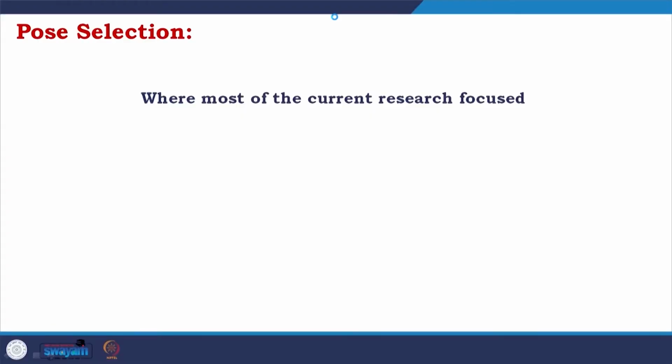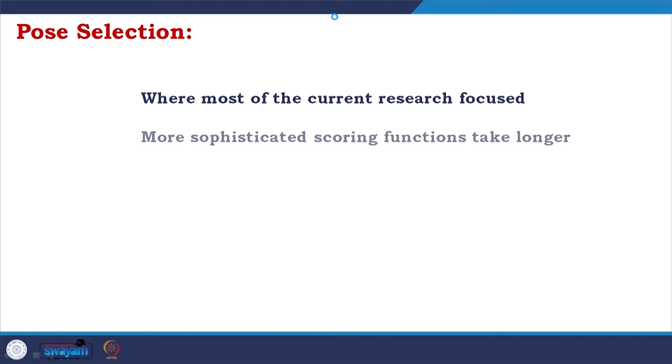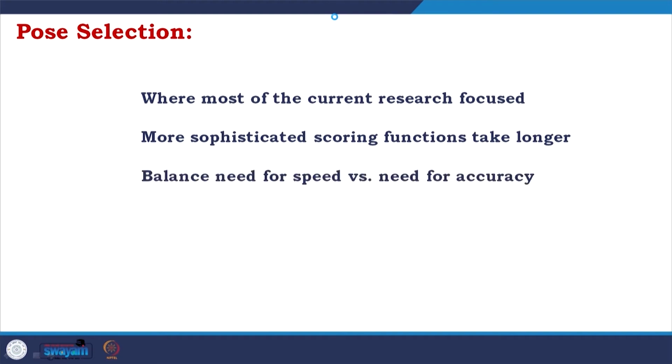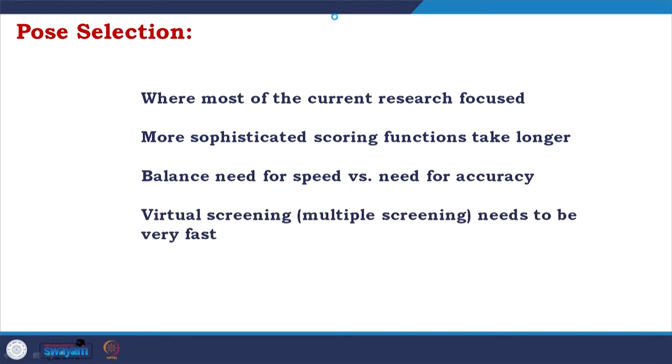So, as I told already, post selection where most of the current research is focused, more sophisticated scoring functions take longer in terms of computation, balance need for speed versus need of accuracy, and virtual screening needs to be very fast, because with our ability to make it faster, more number of compounds would be included in the screen, and more number means more chance to get success.